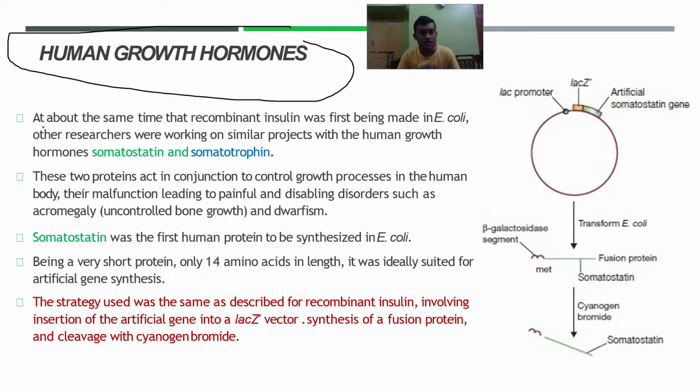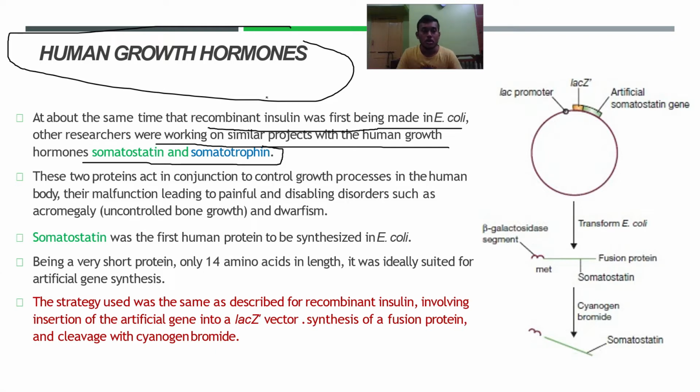So we'll start with this: at about the same time that recombinant insulin was first being made in E. coli, other researchers were working on similar projects with the human growth hormones such as somatostatin and somatotropin. So human insulin is produced in E. coli. I'll explain that in another video. In the coming video, I'll explain how the recombinant insulin is entirely made. Recombinant insulin is an application of genetic engineering, but I haven't explained the process of how it is made, so I'll make another video about recombinant insulin in the next video.